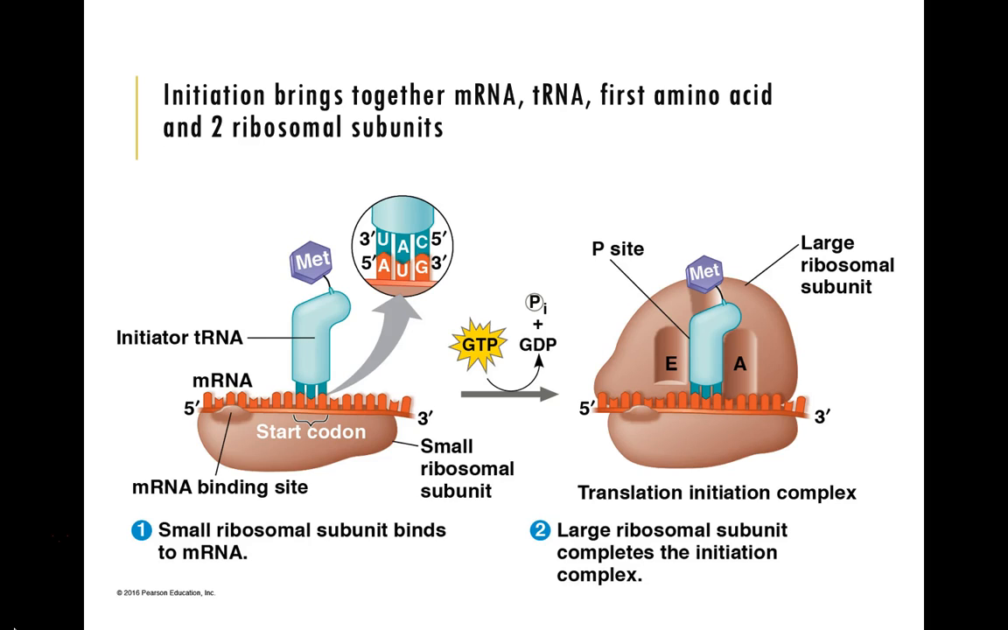After that, and a little bit of energy, the large subunit is going to bind as well. So now we have our translation initiation complex. We've got our messenger RNA, we've got our large ribosome subunit, and then we've got our methionine start codon. You can see that that transfer RNA is sitting at the P site. That's where we're going to grow our polypeptide chain.